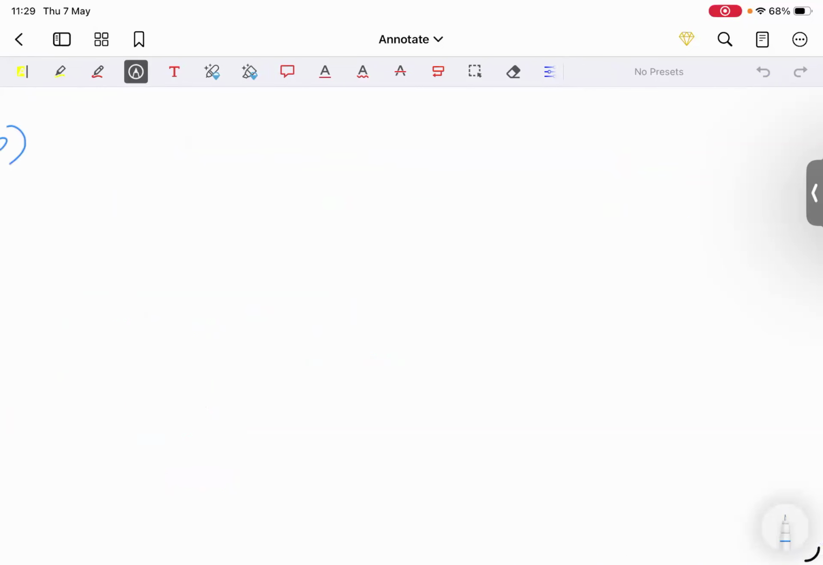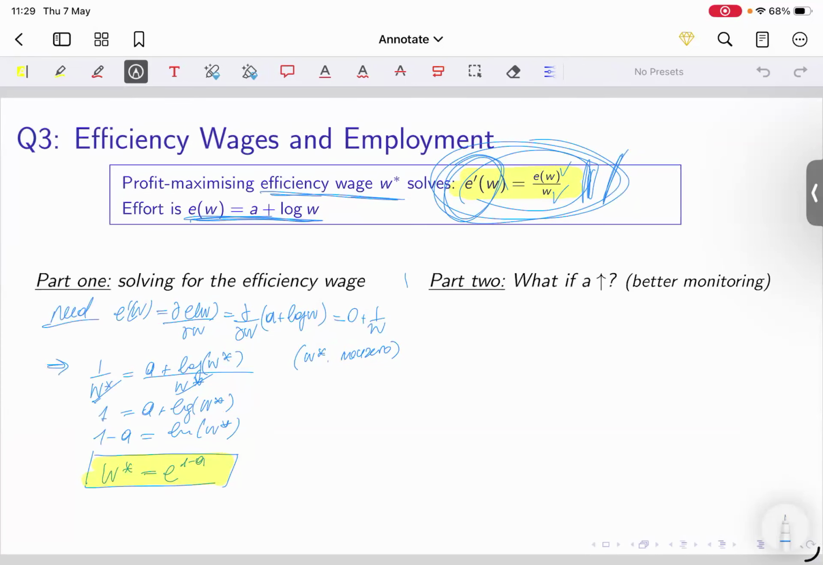Now that I have this efficiency wage, I can answer the second part of the question. I can tell what happens if firms can monitor workers better and reduce shirking. That is to say, increase A. Better monitoring. This is where we're at.